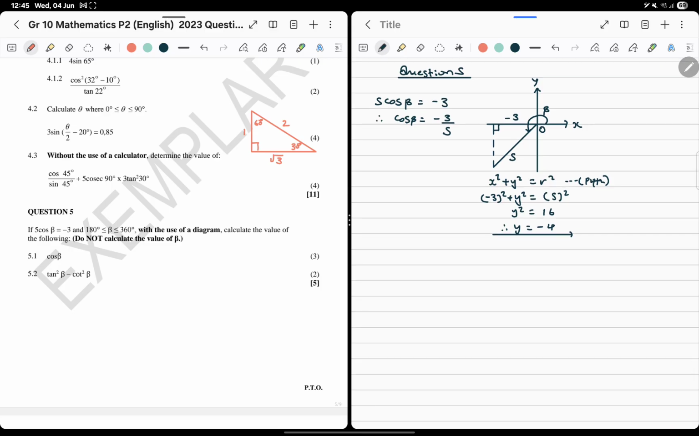Question says, with the use of a diagram, calculate the value of the following. Do not calculate the value of beta. Okay, not a problem. Cos beta, and how many marks? 3. No ways. Just to divide, no sense at all. I would believe this question was meaning to say sine beta. It cannot be cos beta. And 3 marks, no ways. That should be 1 mark.